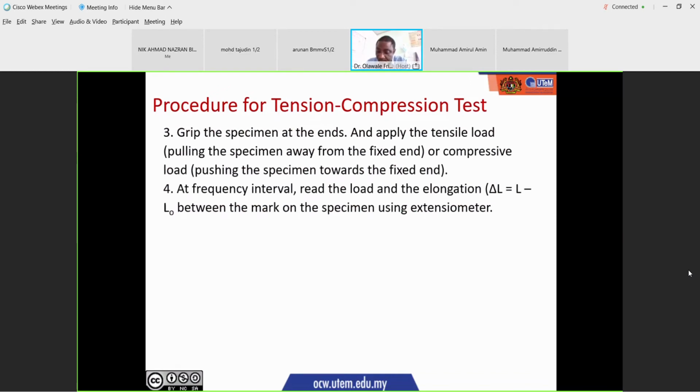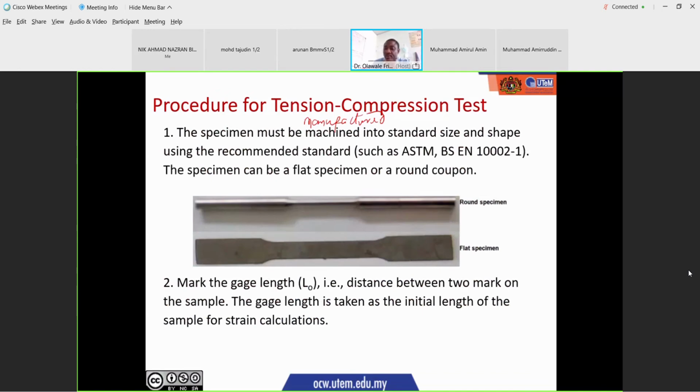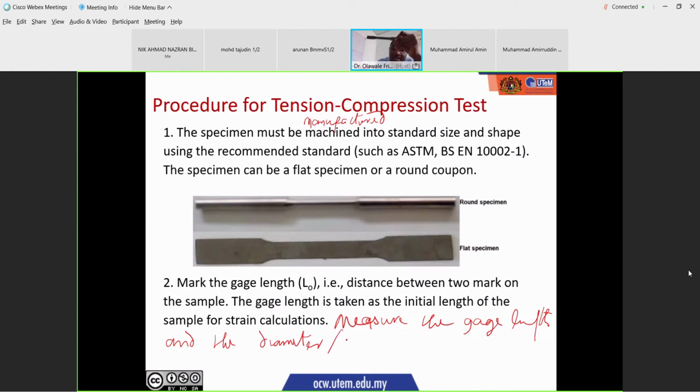Now, after you mark, you need to measure the gauge length and the diameter. Diameter, if you are using this. If you are using this, you measure the thickness and width. But in your lab classes, you'll be using this one. This is exactly what you're going to use in your lab. So let's just discuss this. You measure the diameter of the sample.